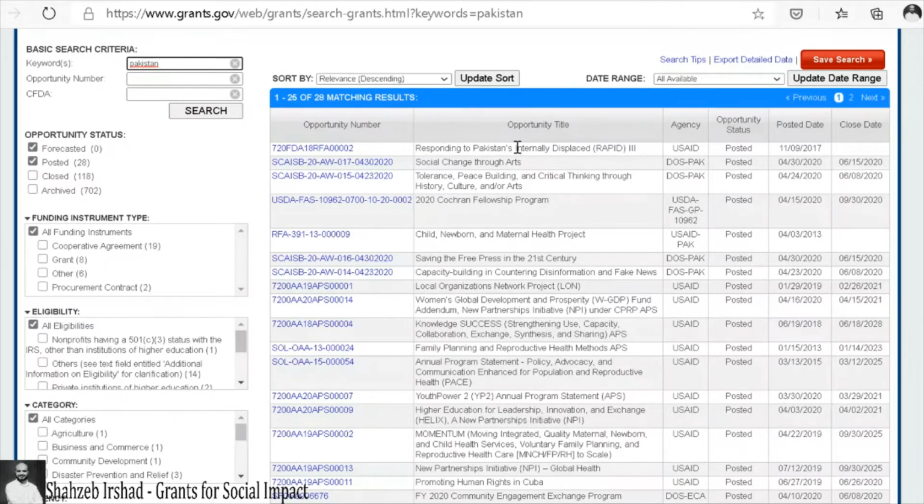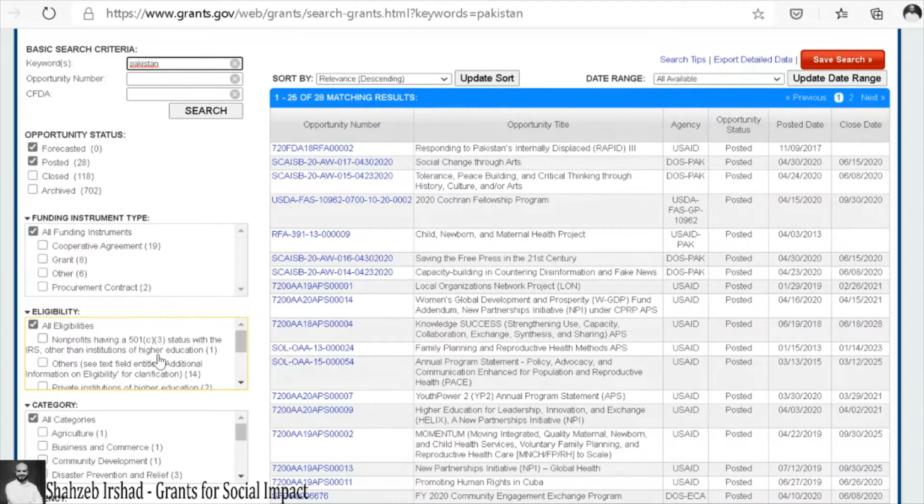Some of the things they're talking about: there's a program on Pakistan's internally displaced people, social change through arts, tolerance and peace building. There's a fellowship program, a child, newborn, and maternal health project, saving the free press. Now, all of these are funding opportunities, but some are cooperative agreements, some are grants, some are procurement contracts, and then we also need to know the eligibility.